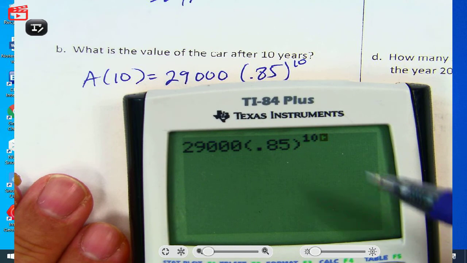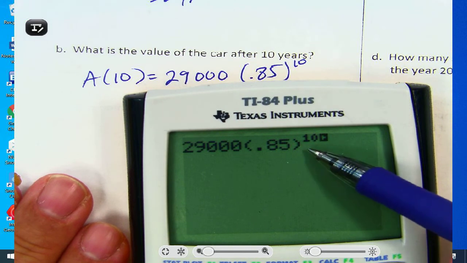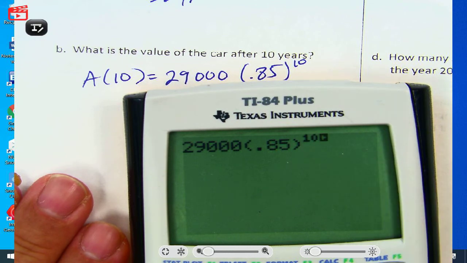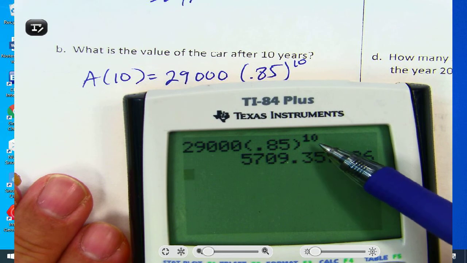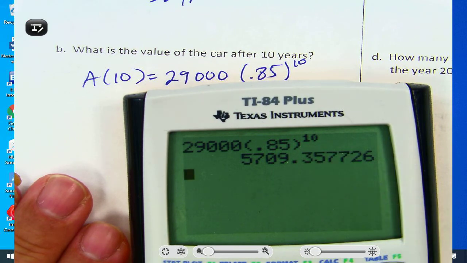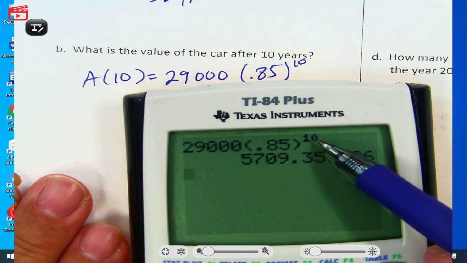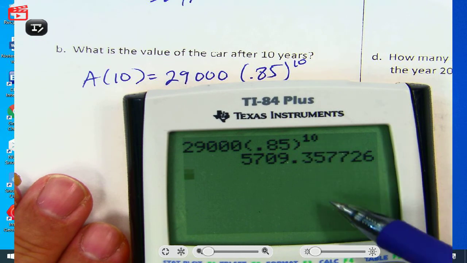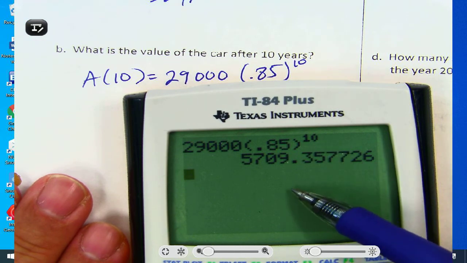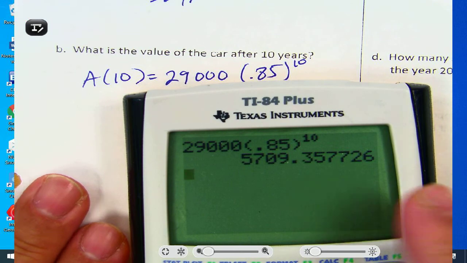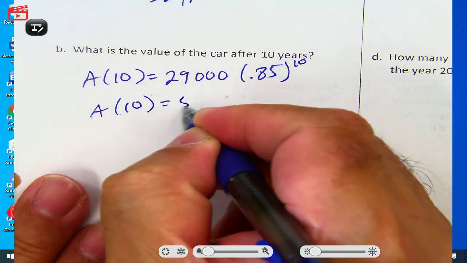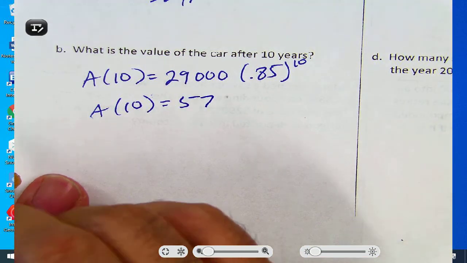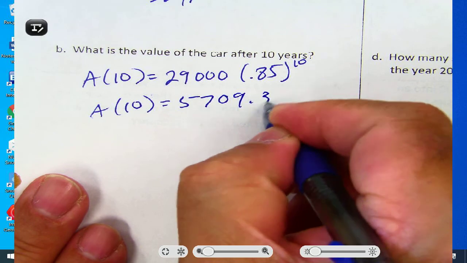If your calculator, when you press the exponent button, actually produces an exponent, you don't need parentheses up here. If your calculator just prints a little caret symbol, you have to use parentheses if you have more than one number up here. Right now, the answer is $5,709.36. So after 10 years, my car is worth $5,709.36.